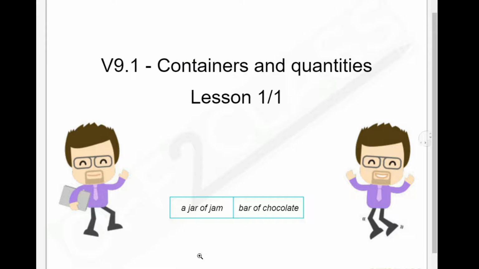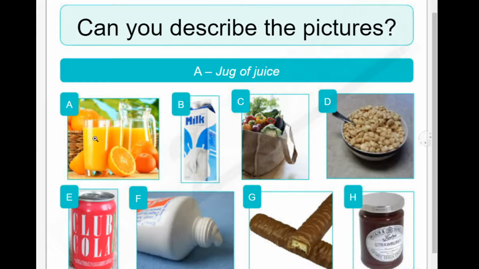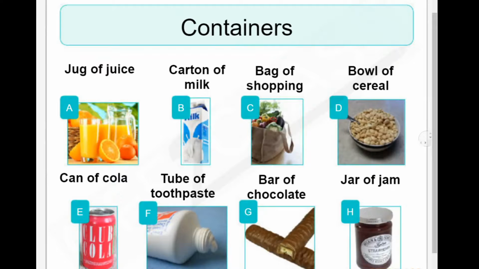So let's go ahead and get started with the first one. We have A through H. A is a jug of juice. Do you know what B is? Do you know what C is? Do you know what D is? Do you know what E is? Do you know what F is? Do you know what G is? Or H? Well, let's go ahead and check them out. Let's see what they are.